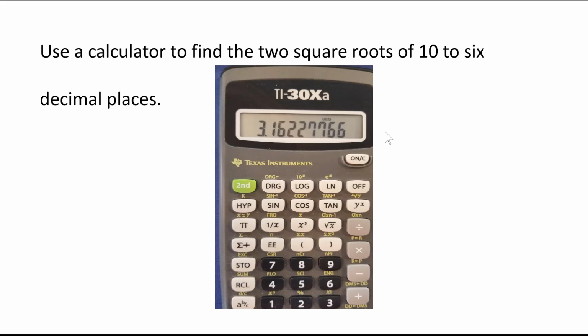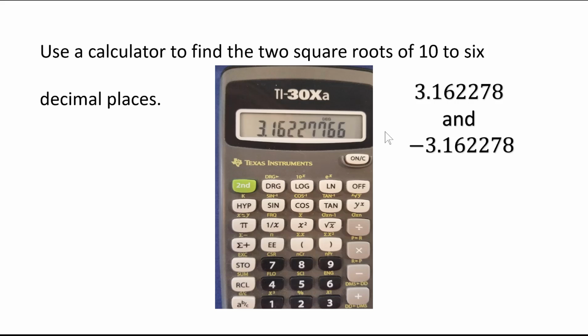So you're going to round that 6th digit up. So you would have 3.162278 for the positive square root of 10. And the negative square root of 10 looks just like it, except it has a negative sign in front. Because if you multiply 3.162278 and so on by itself, you get 10. And if you multiply negative 3.162278 times negative 3.162278 and so on, you will also get 10. So the positive and the negative square root of 10.